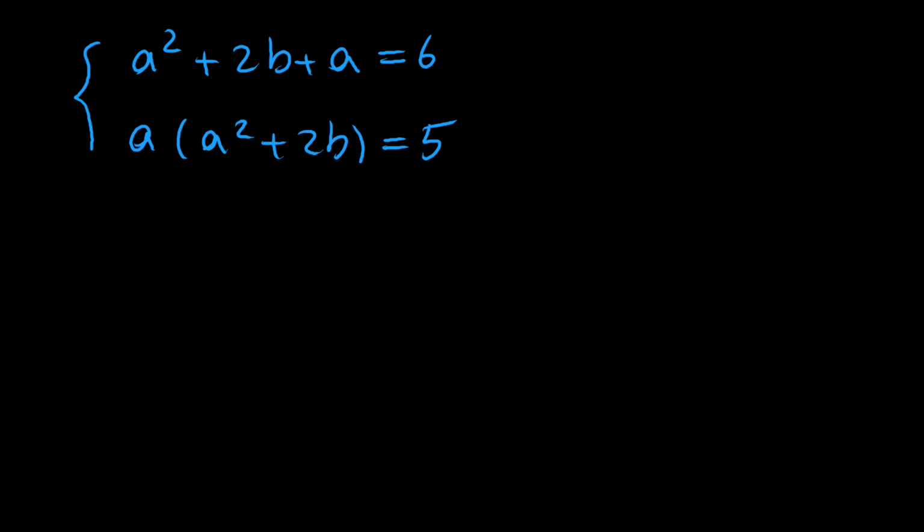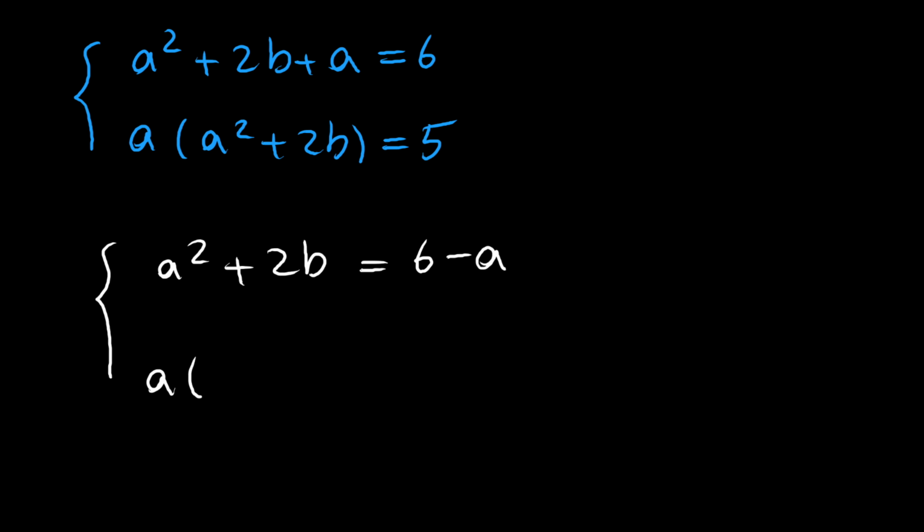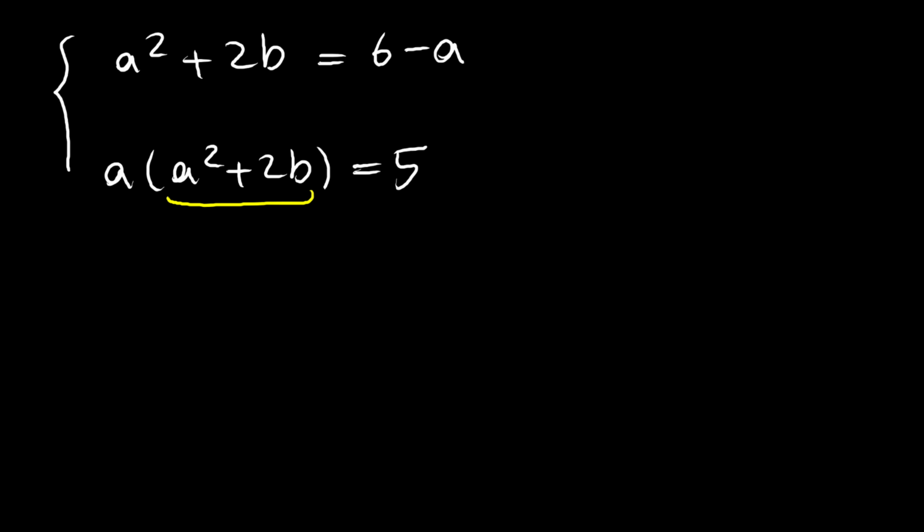To do that, let's go ahead and subtract a from both sides of the first equation. So we're going to have a squared plus 2b equals 6 minus a. And we also have a times a squared plus 2b equals 5. So based on the first equation, a squared plus 2b, which is this, is 6 minus a. So I can replace this with 6 minus a and get an equation in terms of a, which I can solve for a. And then by using the values of a, I'm going to be able to solve for b. So let's go ahead and do that.